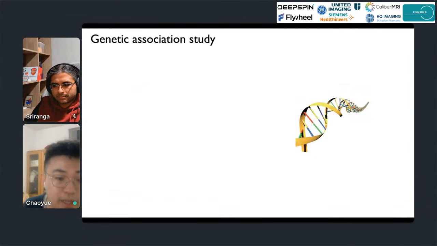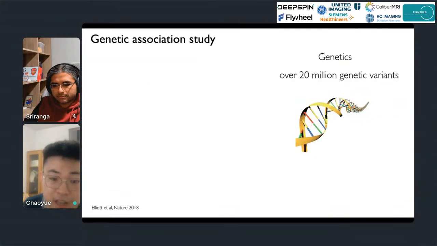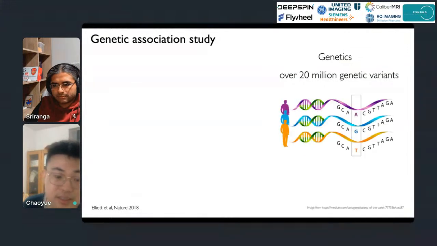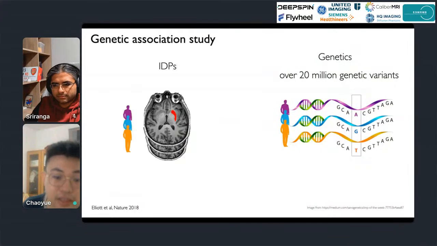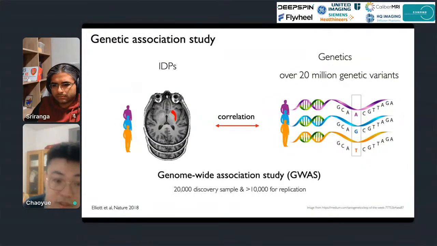So in UK Biobank, we have genetic data consisting of over 20 million genetic variants per subject. A genetic variant is a site in DNA that varies across subjects. We also have QSM IDPs from the same subjects, so we can study the cross-subject correlations between them. And we've done this correlation analysis for the whole genome, which is called a genome-wide association study, or GWAS.